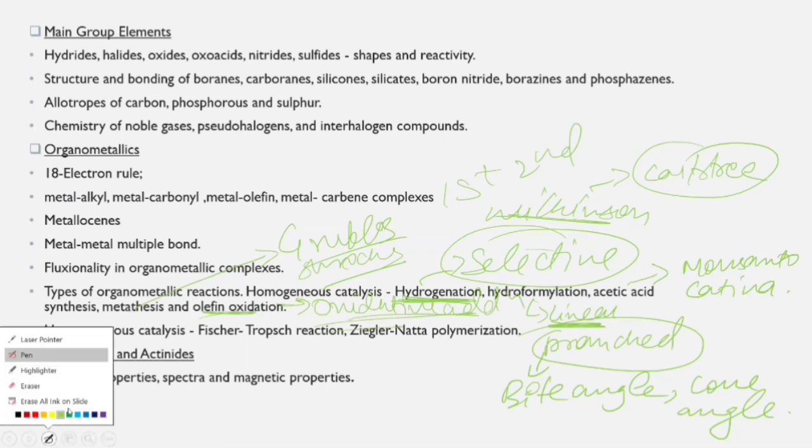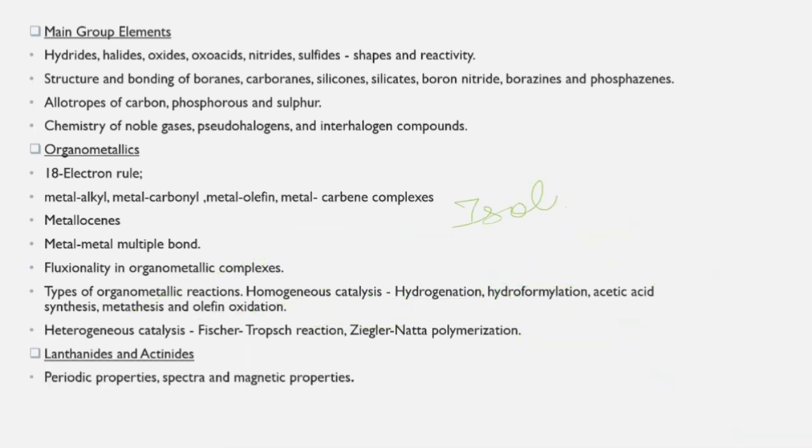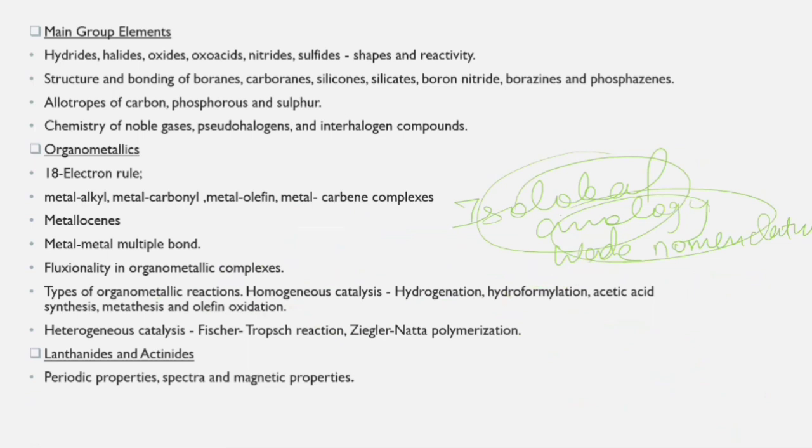And one more part which is not mentioned here is your isolobal analogy and Wade nomenclature. You should remember that isolobal analogy and Wade nomenclature questions are asked very regularly, from boranes. Basically, boranes, Wade nomenclature. These questions are very regularly asked, and you should prepare them properly. This part can also be considered under your main group, but generally you can study it with the organometallics only. So please prepare these topics, very important, like closo, nido, arachno are asked very regularly these days.